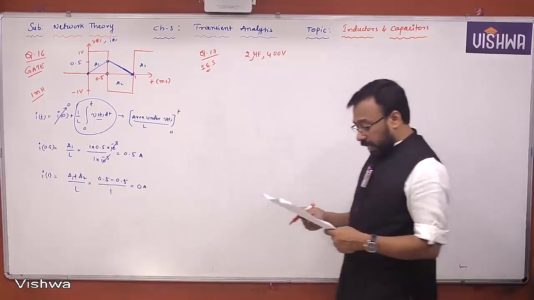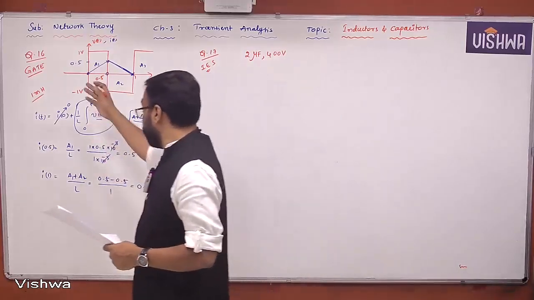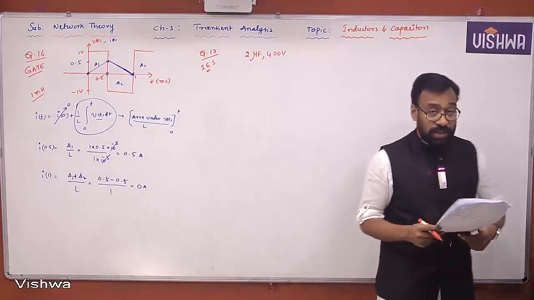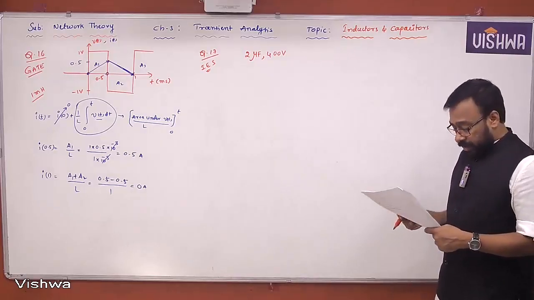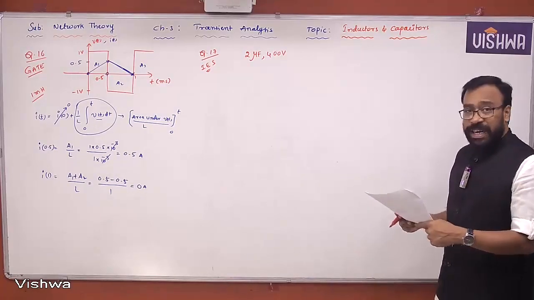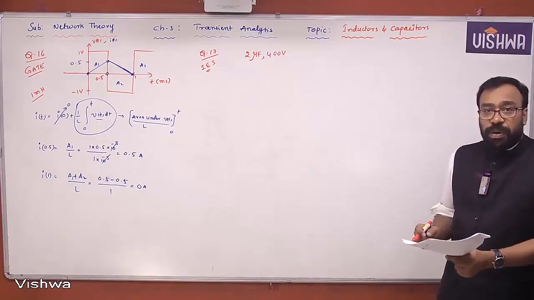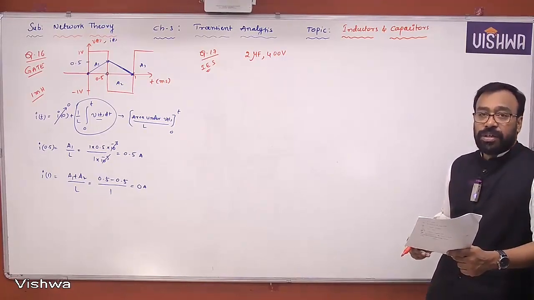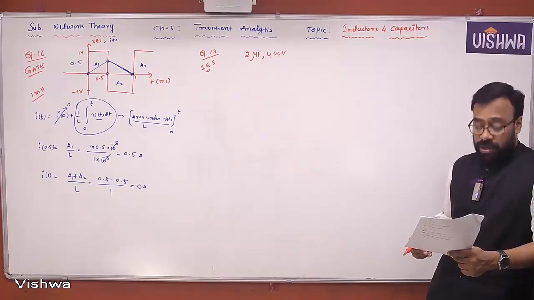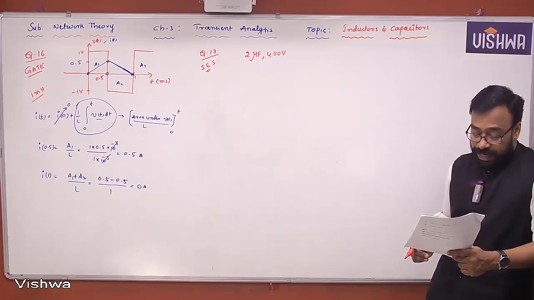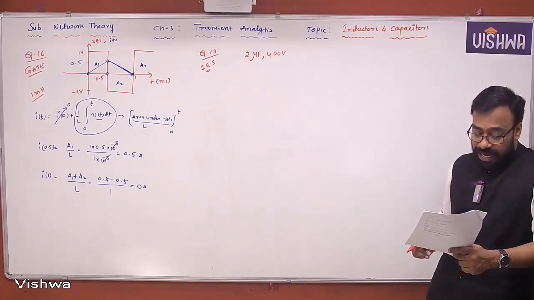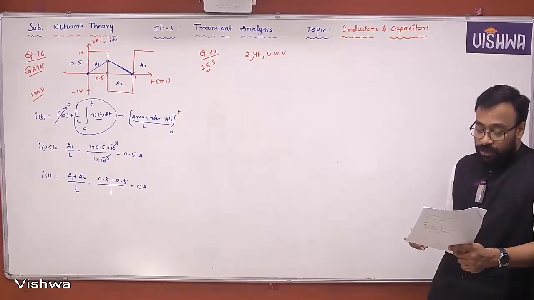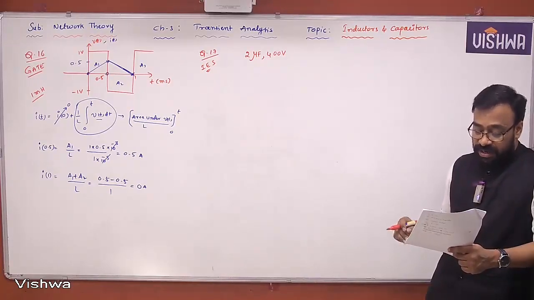Okay, now I think all of you are done with this 16th problem. Now let us look at the 17th problem, let me read it. The number of 2 microfarad, 400 volt capacitors needed to obtain a capacitance value of 0.5 microfarad rated for 1600 volt is.